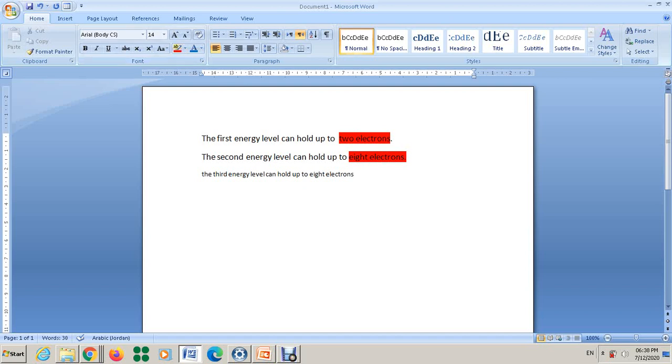The third energy level can hold also how many electrons? 8 electrons. So if you have an atom that contains more than 10, say 11 or 12 electrons, you can open a new ring and put these electrons in it, and the third energy level can hold up to 8 electrons. Now we want to apply this and understand how to draw it together.